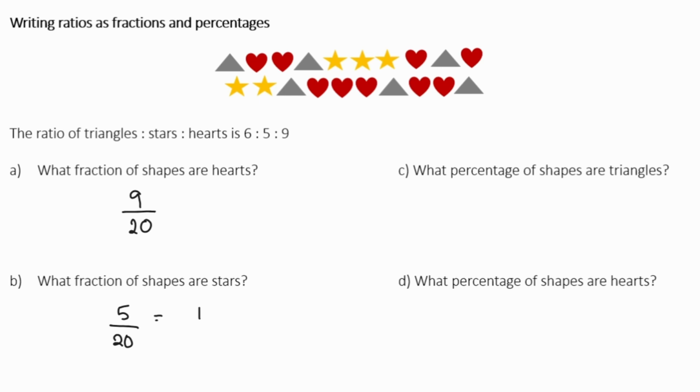5 divided by 5 gives me 1. 20 divided by 5 is 4. So I can write that fraction in its simplest form, 1 over 4.